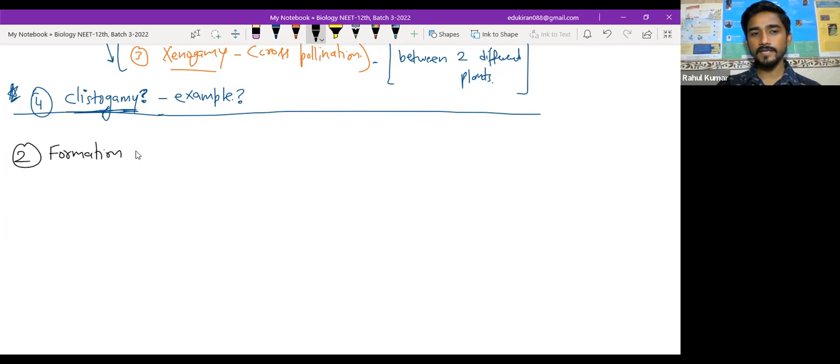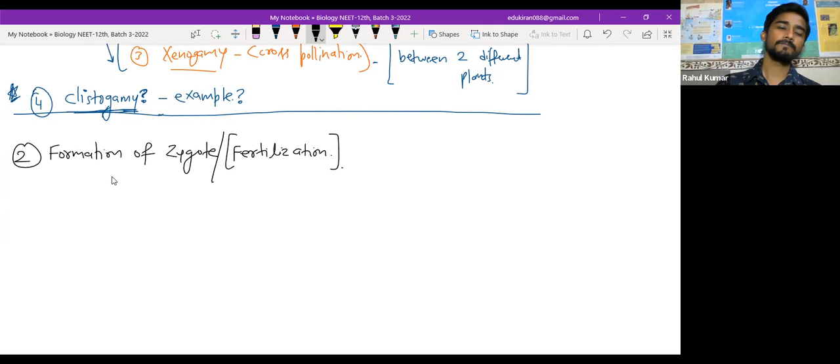Right on. Second stage is formation of zygote, or in some books you will find it as fertilization event, which is the same thing, no? Okay. Now the pollen is at the doorstep. It has arrived to the female structure. But do you think any on a stigma? Let me make a stigma. So let's say on this stigma, a pollen is falling.